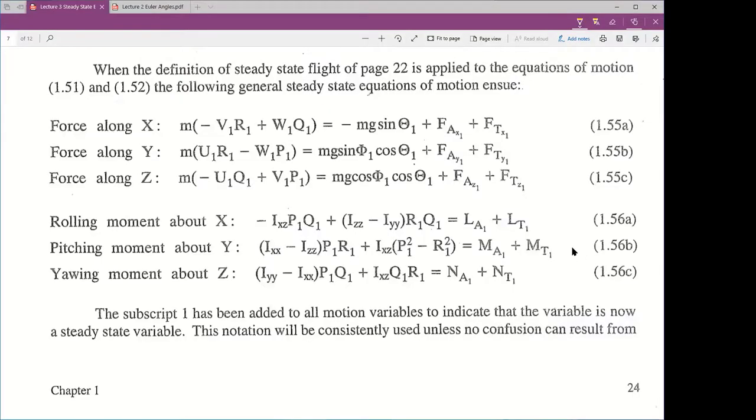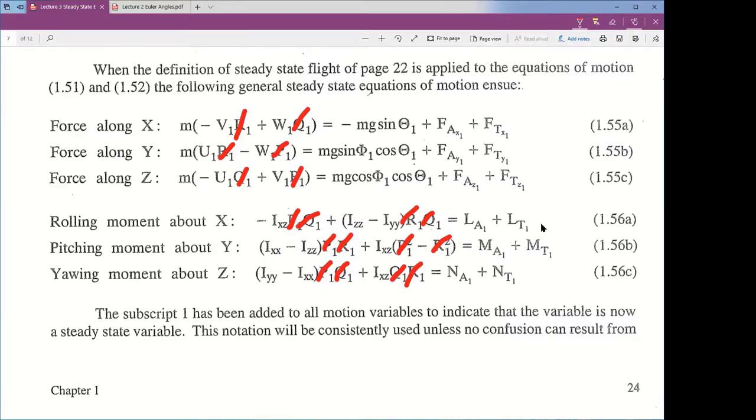So now we're going to knock out the P, Q, and R terms. So that means this is gone, this is gone, this is gone, that's gone, that's gone, that's gone, that's gone. Wow, this is really nice, isn't it? So maybe now you will understand why a lot of analysis is done for steady state cruise flight. Because what's left?